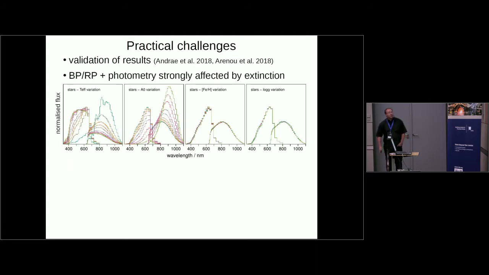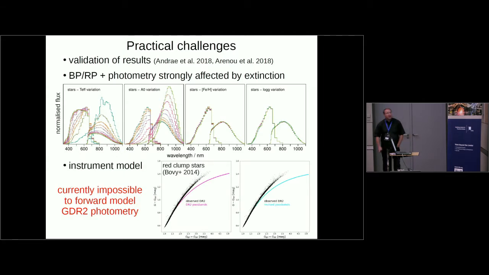Then another challenge, I've shown this plot before, extinction has a very strong impact on the spectra and also on the photometry. You cannot ignore that. And the problem is, how do you validate that? There is no big survey like SDSS or something that would provide you with good extinction estimates. Most surveys don't have any extinction estimates that you could compare to. So you have to find, for at least one of the most important parameters, a self-calibration kind of way, which is very difficult.